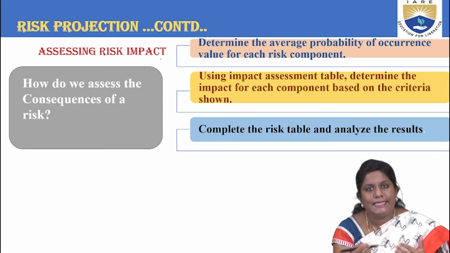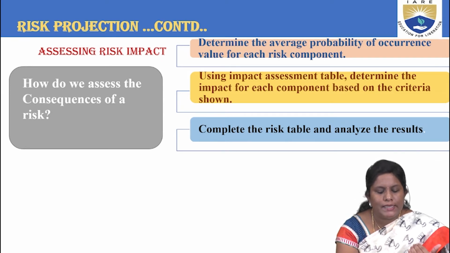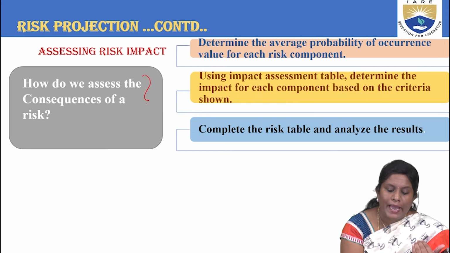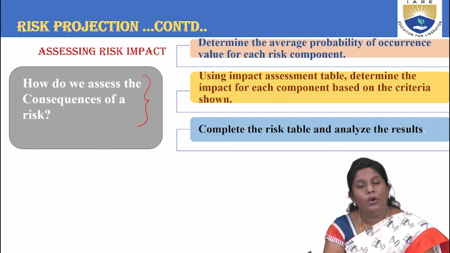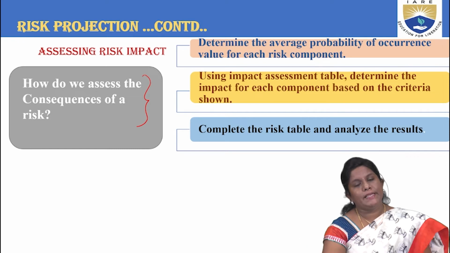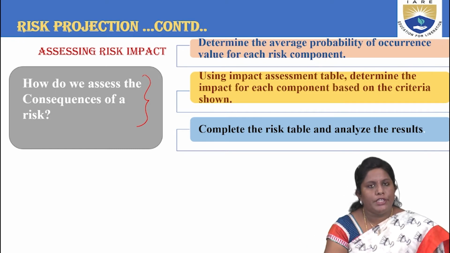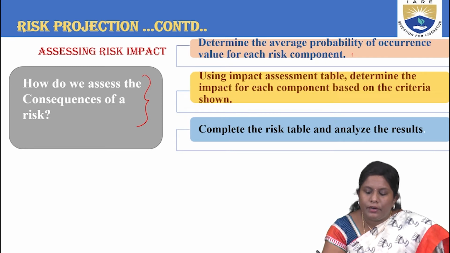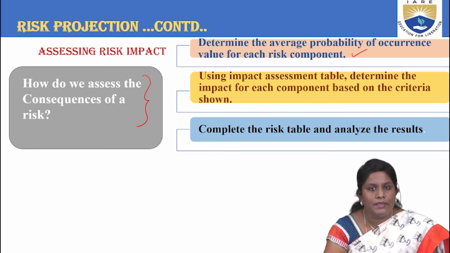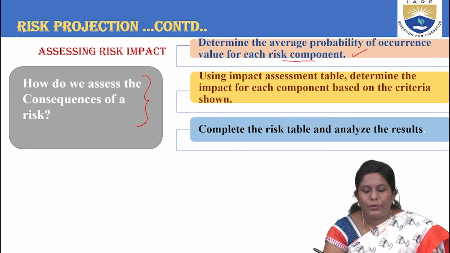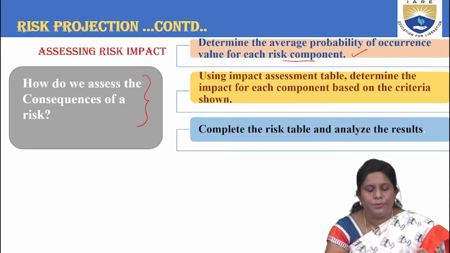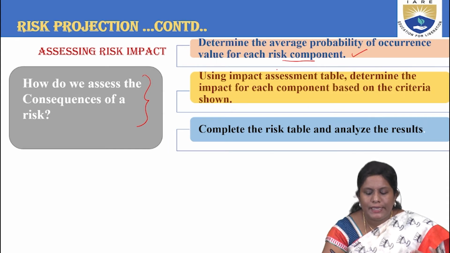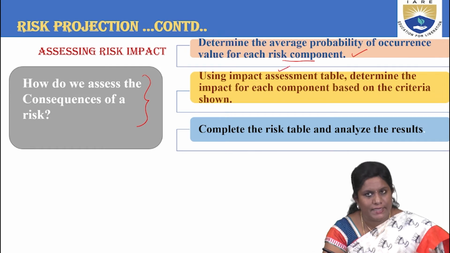Now, assessing risk impact. This is the next category under risk projection. How do we assess the consequences of a risk? Meaning, what will you do when you are experiencing a flaw in a project or a product, which is called a risk? You can either get the average probability of occurrence for each component. We have 4 components that have been stated. Try to determine the average probability. Else, using the assessment table we have stated, determine the impact of each component.